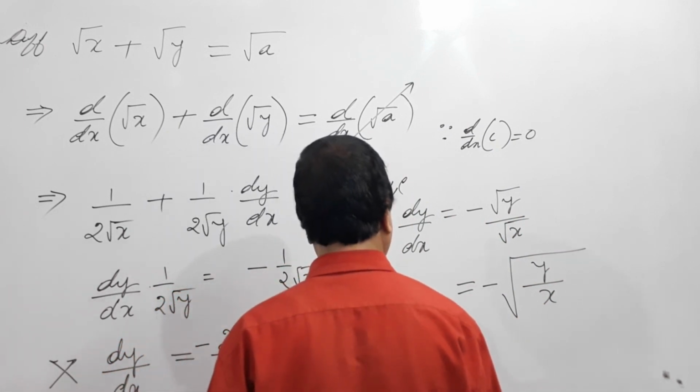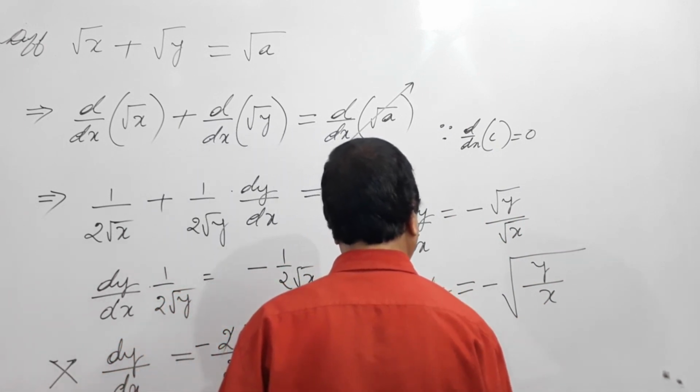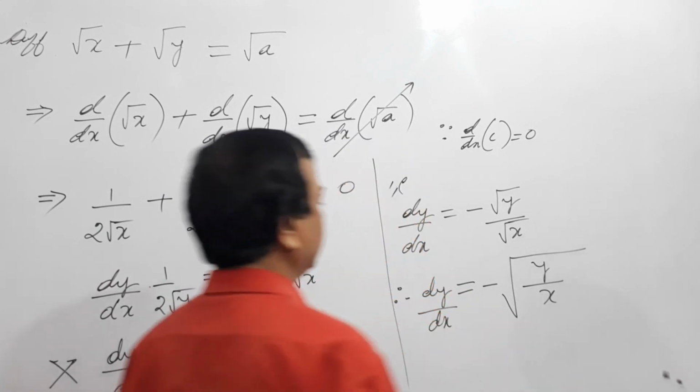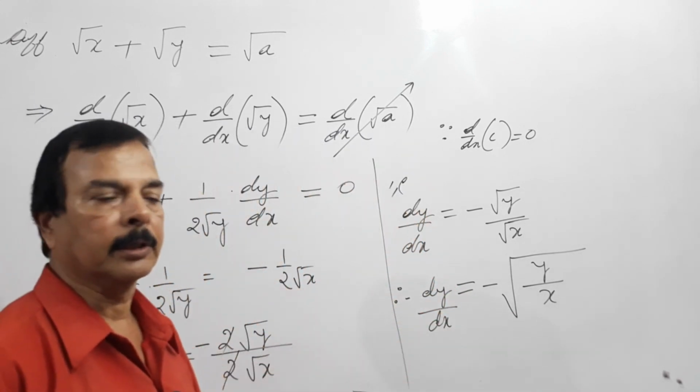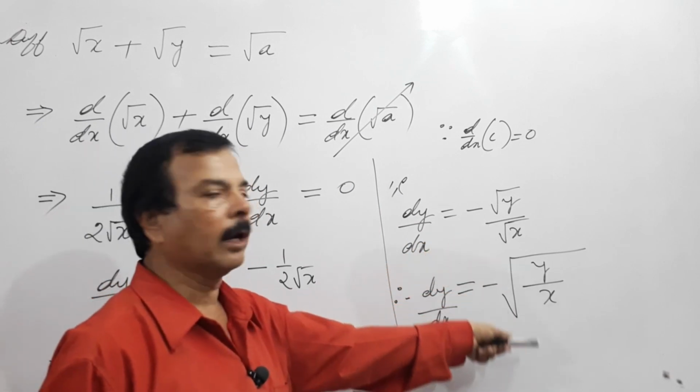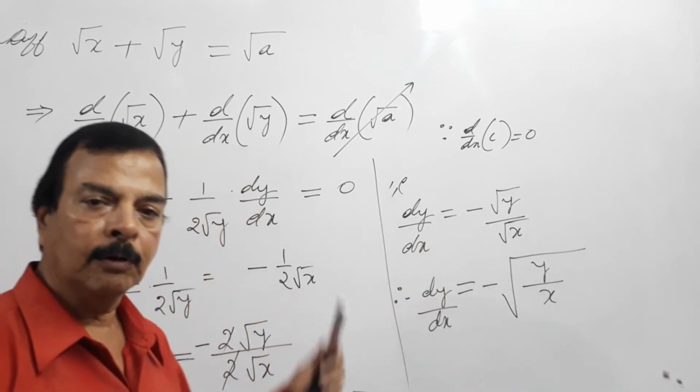Therefore dy by dx equals to this is the answer. Whichever you want, you can write like this or like this, both are same. So we'll go for the next problem.